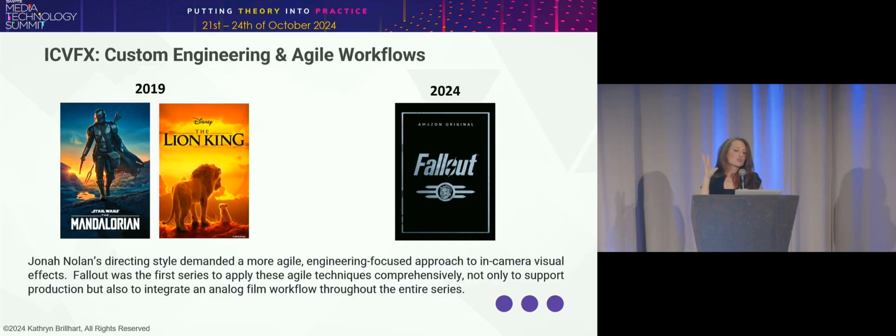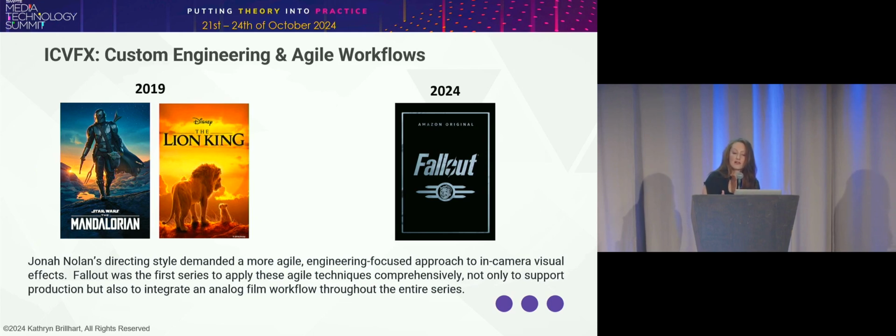Fast forwarding to the release of Fallout in 2024, Fallout marks a significant milestone in the evolution of this field. It's the first episodic series to fully integrate analog film workflows with LED wall technology throughout its entire production, capturing final imagery on film. This achievement was supported by an independently functioning virtual production department that adapted seamlessly to the director's production strategy, instead of some of these methods pitched in 2019.